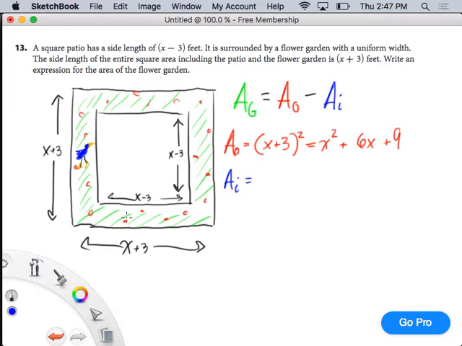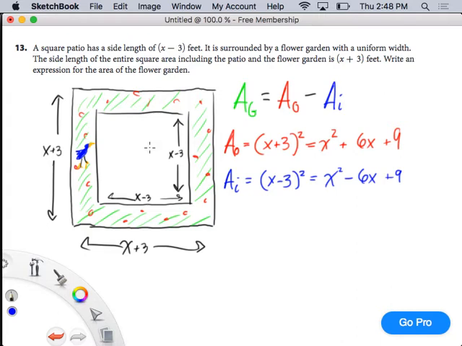And then I do the inner square. The area of the inner square is just x minus 3 times x minus 3, or x minus 3 squared. Again, I square the first, square the last. Negative 3 squared is still positive 9. Multiply: negative 3 times x is negative 3x. Double is negative 6x. See?